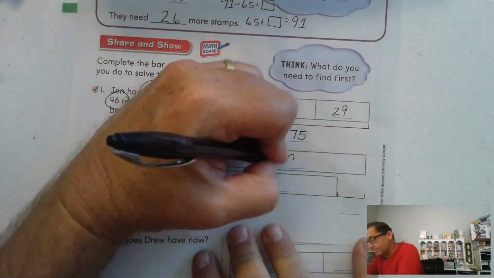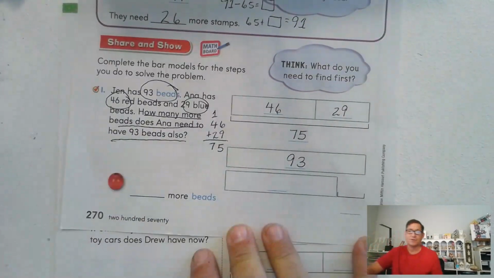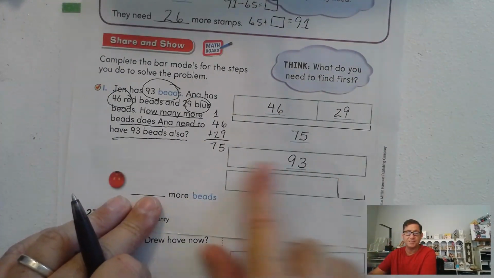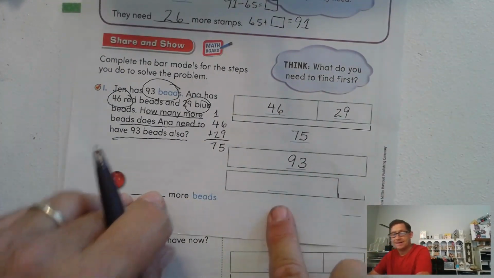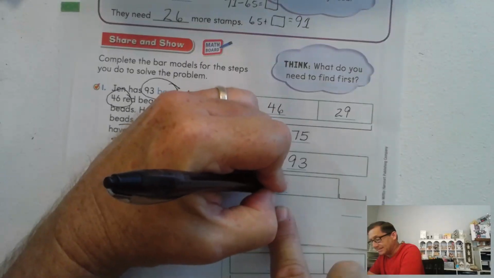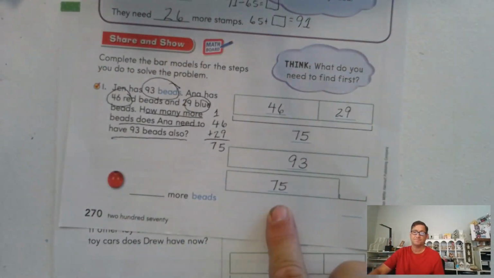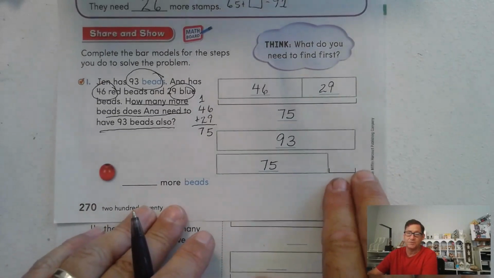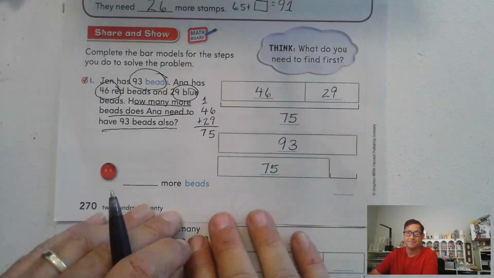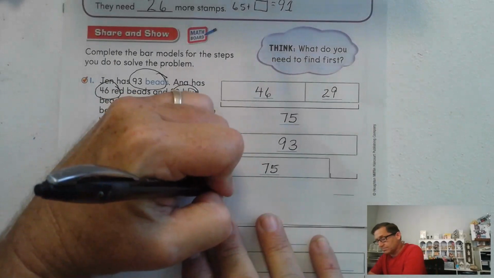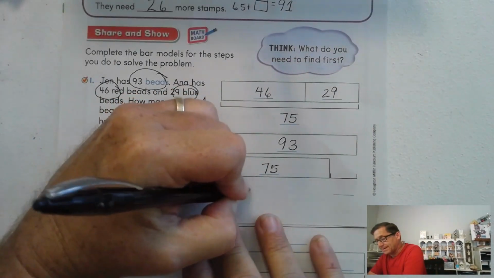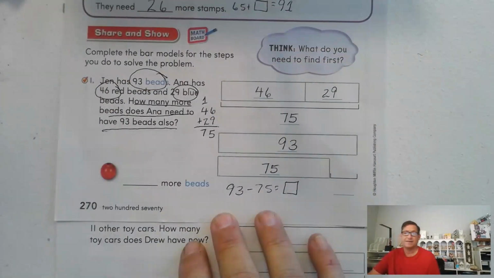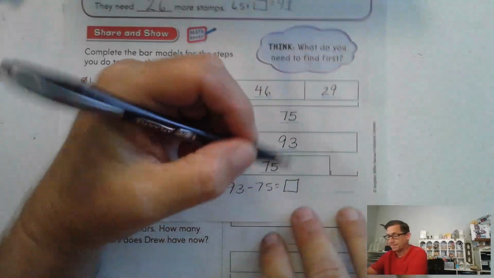All right, well, Jen has 93. That's why her bar is longer, right? She has more beads than Anna. Anna has 75. So how do we find out how much more she would need to equal Jen? Well, we can subtract. 93 take away 75 equals how much more she needs.